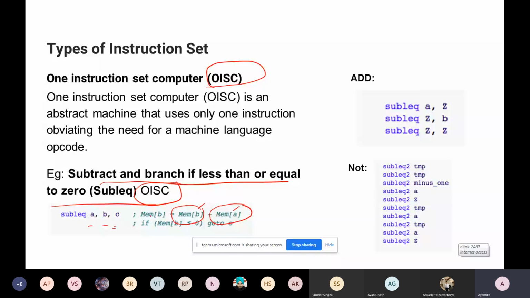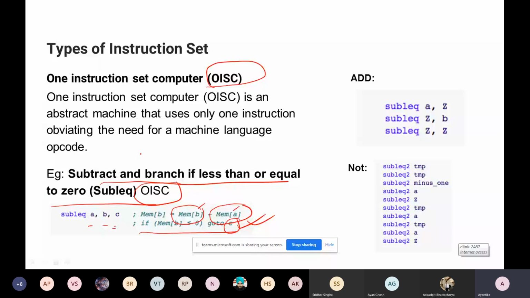Now in the next part, you check if the content of mem B is less than or equal to 0, then you perform a jump operation. You go to another location, that is, go to C. So this is the basic idea of subtract and branch if less than or equal to 0. Typically there are different types of OISCs; I have just taken this example.